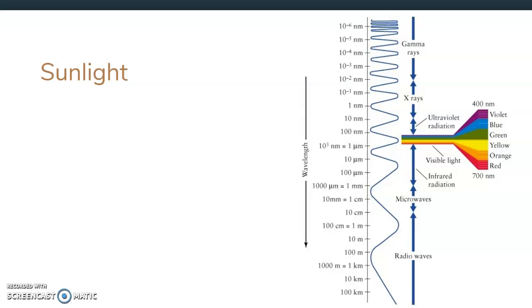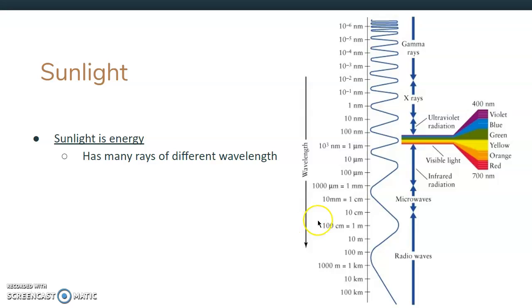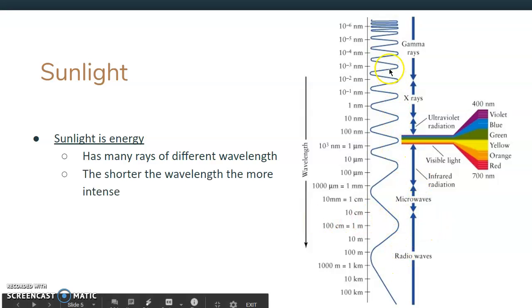But when we talk about our energy to break down each one of these molecules, we need a lot of it. And luckily we have the sun. Our sunlight is energy, and it has rays of different length. So when we talk about our light, there are different wavelengths, different lengths that have different amounts of energy.